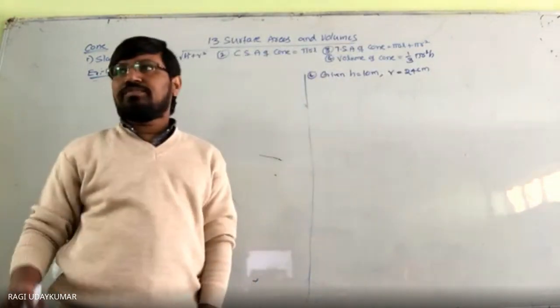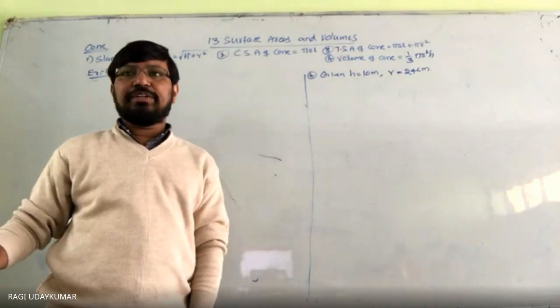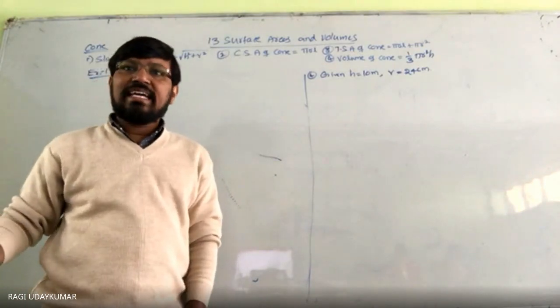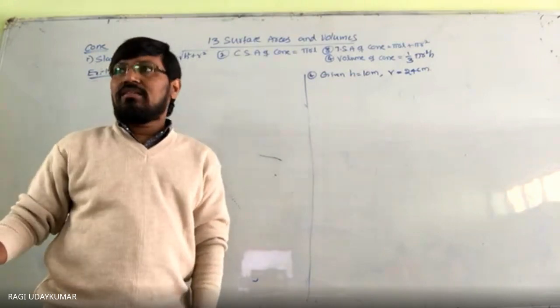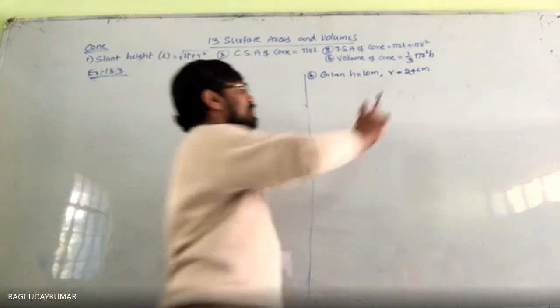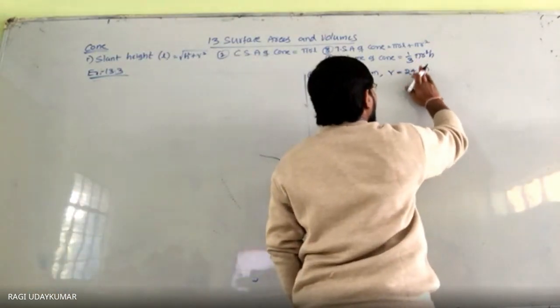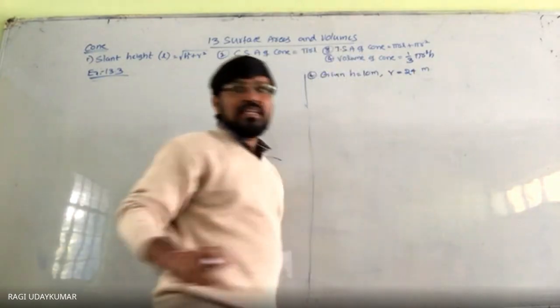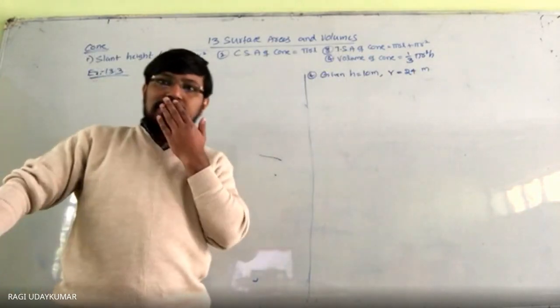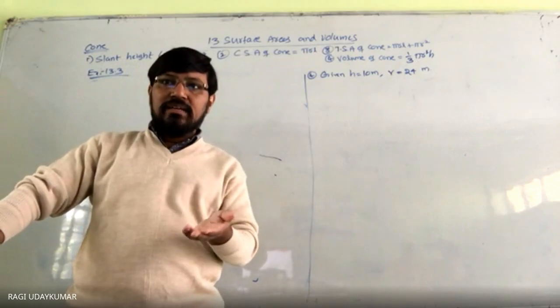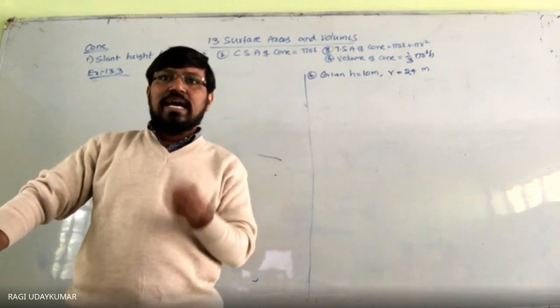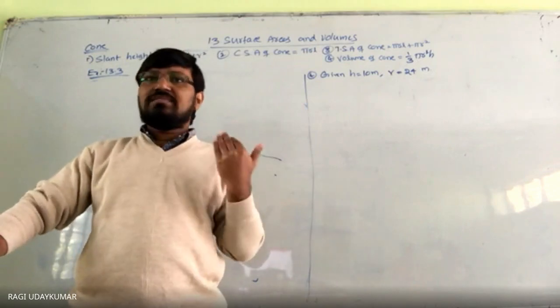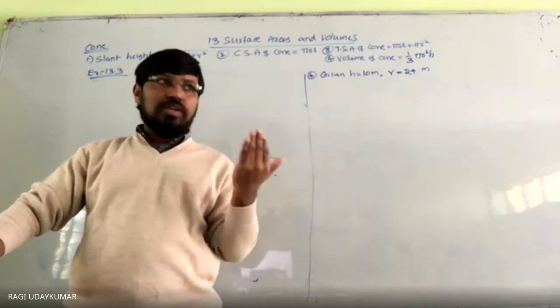Radius is equal to 24 meters is given here, and asking you to find out the slant height and the cost of the canvas required to make the tent if the cost of the 1 meter square canvas is rupees 70. So cost of the canvas means covered surface area only you need to find it.